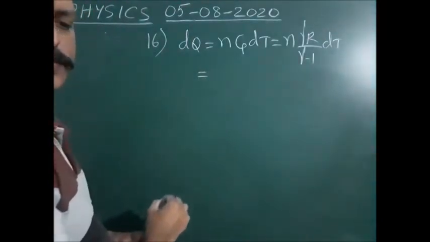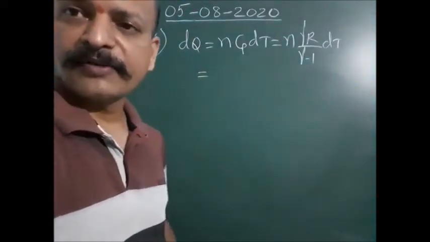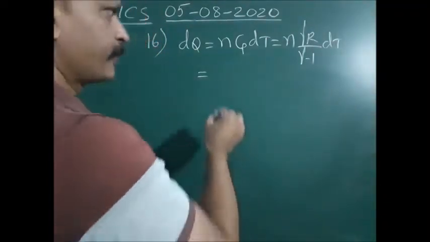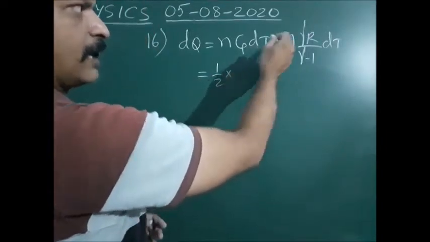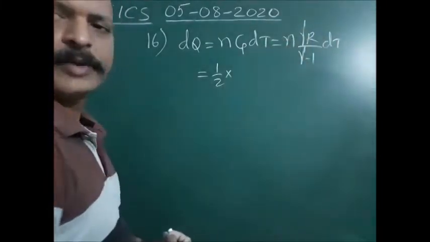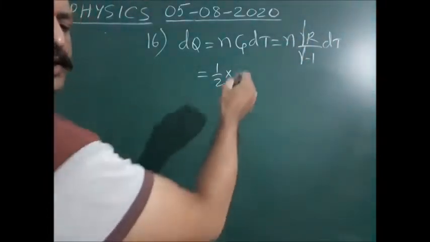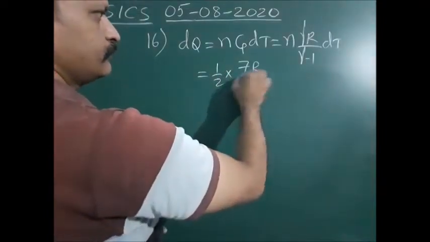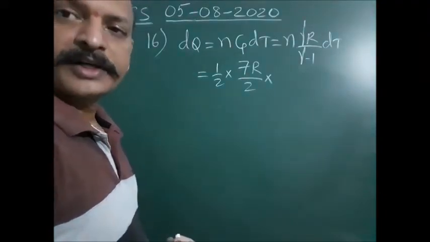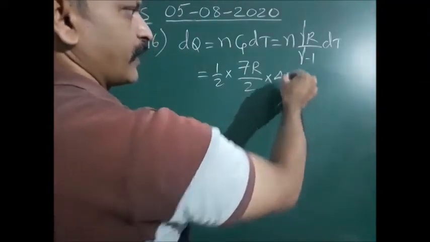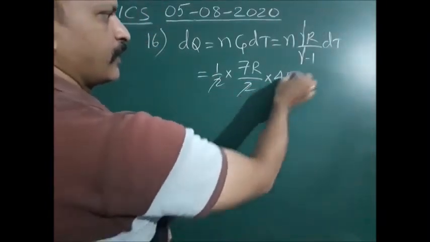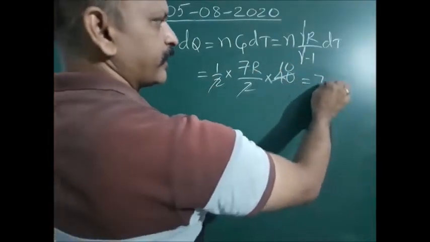So if you substitute the values, n is 14 gram of nitrogen; 28 gram of nitrogen is 1 mole, so 14 gram of nitrogen is half mole. So n is half. Gamma: nitrogen is diatomic, so therefore Cp by Cv finally will become 7R by 2, into dT. Change in the temperature is 40 degrees Celsius, it is said, 40. Therefore, if we calculate, this will be 4 tens are 7R into 10 is 70R.